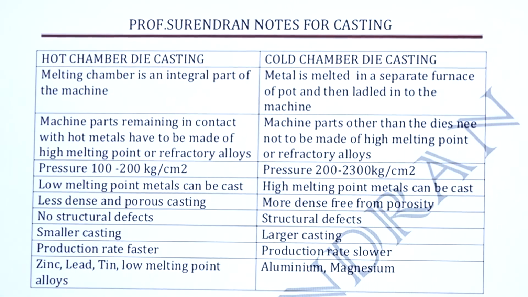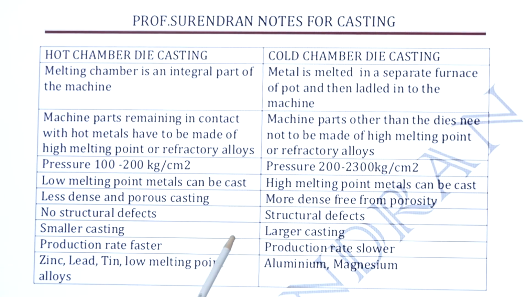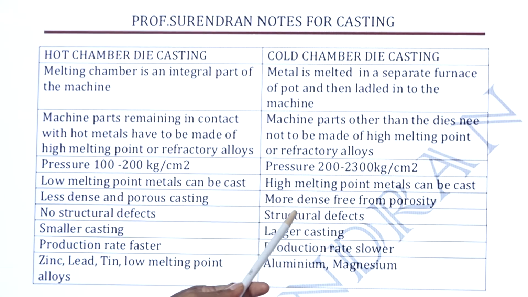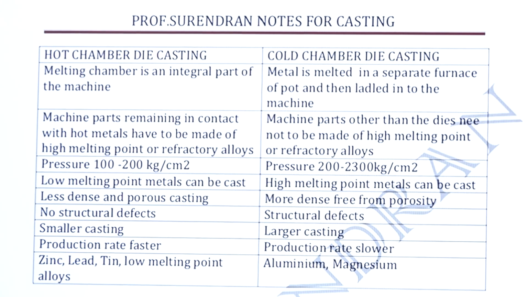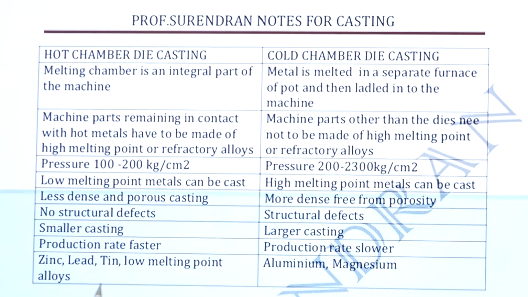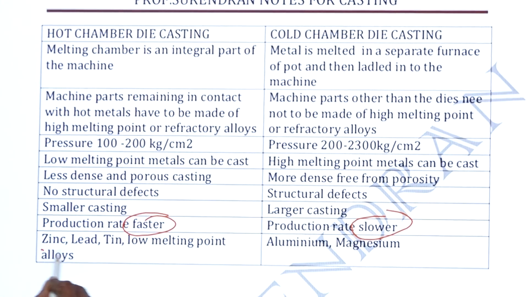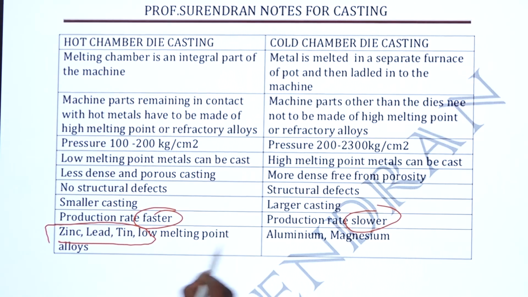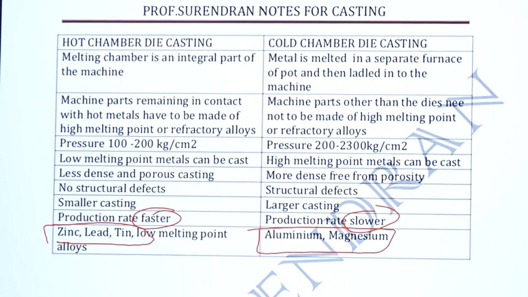So low melting point alloys you can observe in hot chamber, and high melting point alloys in cold chamber. In hot chamber, less dense and porous casting is produced, and in cold chamber more dense casting is produced. Here the production rate is faster, there the production rate is slower. Low melting means zinc, lead, tin. Aluminum and magnesium are cast in cold chamber die casting.